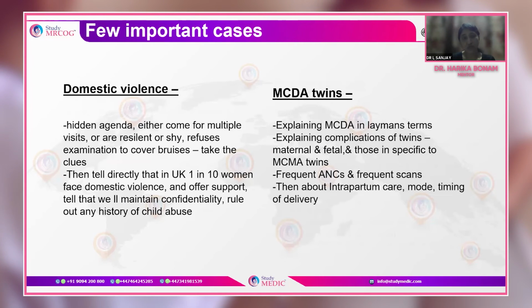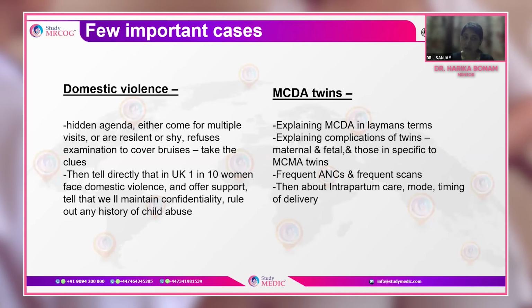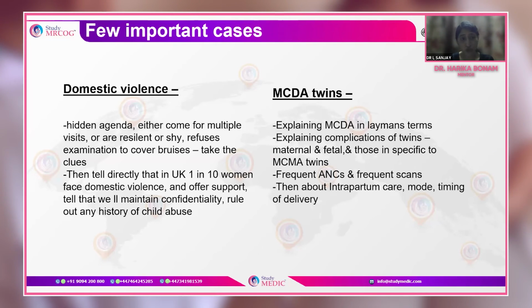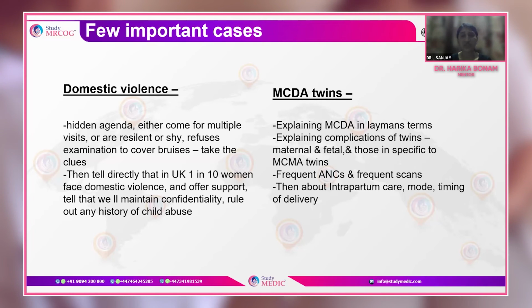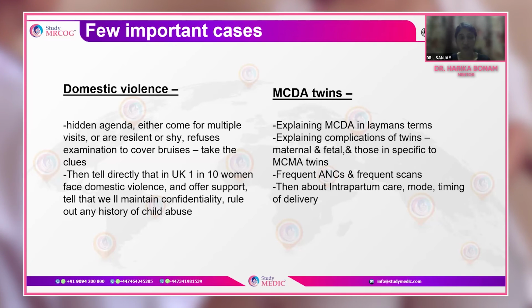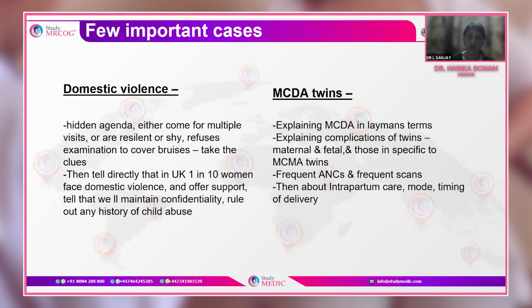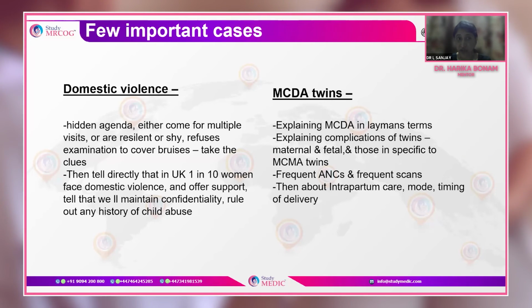Now, domestic violence. The most important thing is that most of the time it is a hidden agenda, and 20 to 30% of candidates will not pick up on it and will lose points. If you pick it up, the answering is very easy and straightforward. They usually come for multiple visits, often to a gynec module with vaginal discharge multiple times. That is the most common way they present. But they can also come for antenatal checkups which are not really that many required, or they are very shy or resilient. They refuse examination mainly to cover bruises. So these are different cues which they give, and you have to pick them up.